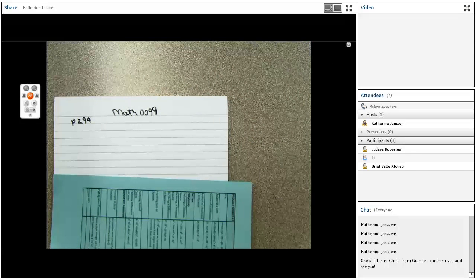All right, Math 99. We're starting on page 299.